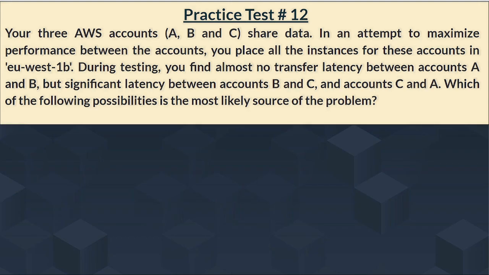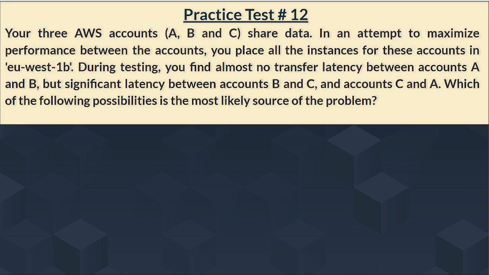So the next question is: your 3 AWS accounts, A, B and C, share data. In an attempt to maximize performance between the accounts, you place all the instances for these accounts in EU West 1B. During testing, you find almost no transfer latency between accounts A and B, but significant latency between accounts B and C, and accounts C and A. Which of the following possibilities is the most likely source of the problem?